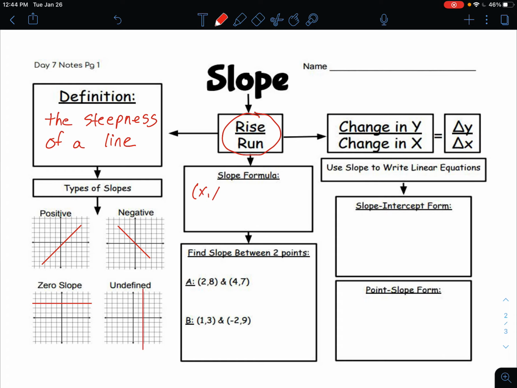So if I have just two generic points, let's call one point x1, y1, x1 comma y1, and x2, y2. These are ordered pairs. Then our slope formula tells us that to get the slope, we just subtract the two y values. I usually take the second y value minus the first one, and that's like your rise. And then subtract the two x values. I usually take the second x value minus the first one, so x2 minus x1 just means the second x value minus the first one, to get your run. So that is our slope formula.